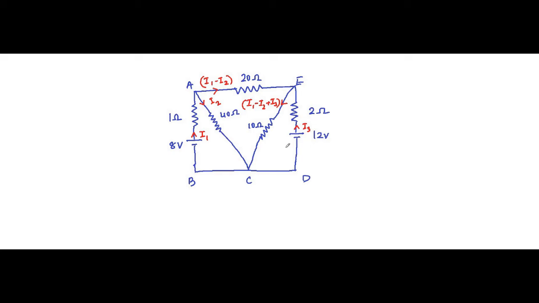Now we have to assign the polarities. Current flows from positive to negative, positive to negative, here also positive to negative, here positive to negative. So we have assigned the current directions and the polarities. Now we have to apply KVL. Let us bring it to one side so that we have more space for KVL.